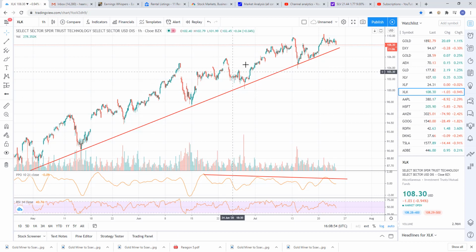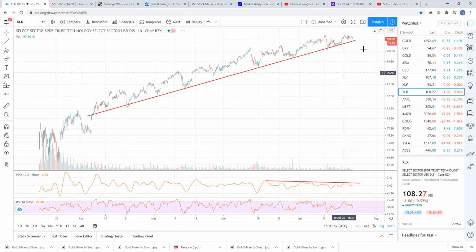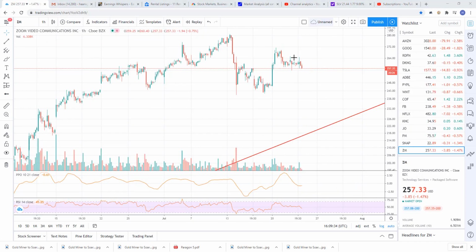I think that the people that are riding this trend usually are going to do a gap down to try to trap some of them. All right, some trade ideas.